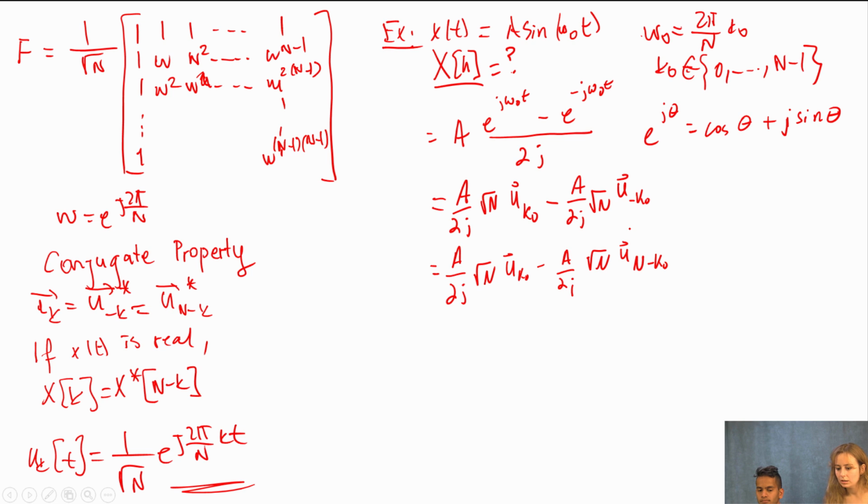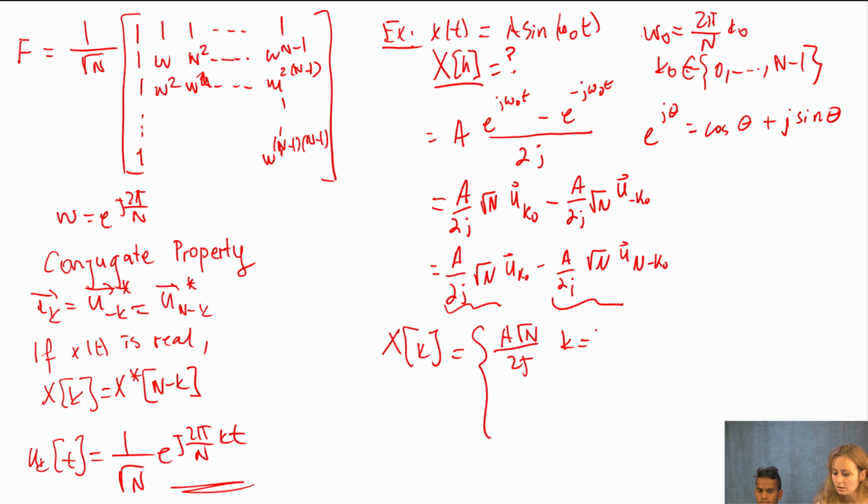Okay, in that case, we learned that we can write the time domain x as a linear combination of the DFT coefficients and the DFT bases. So the coefficients I have are pretty much these. In that case, x of k is going to be a square root of n over 2j where k is equal to k naught, and minus a square root of n over 2j where k is equal to n minus k naught, and 0 otherwise.